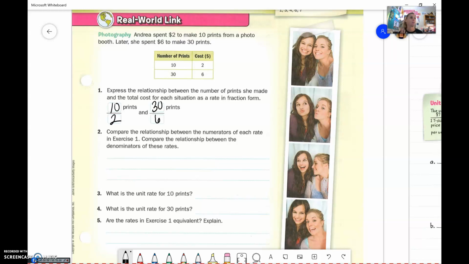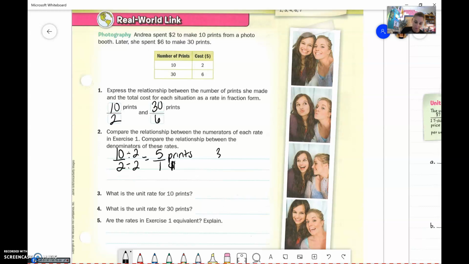Then what we're going to do is compare the two. That's our plan: we're going to take both of these ratios and compare them. In order to compare the two, we need to get them to a unit rate, which means we need to have a denominator of 1. So I'm going to take a look at 10 over 2, and I know that I can divide each of these by 2, which is going to give me 5 over 1. So what does that really mean? That really means that 5 prints cost $1. So for $1 you can get 5 prints.